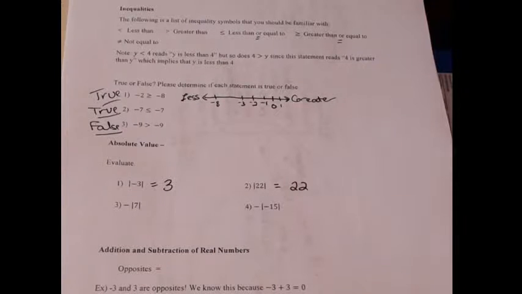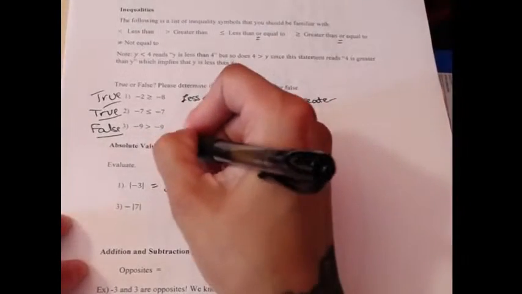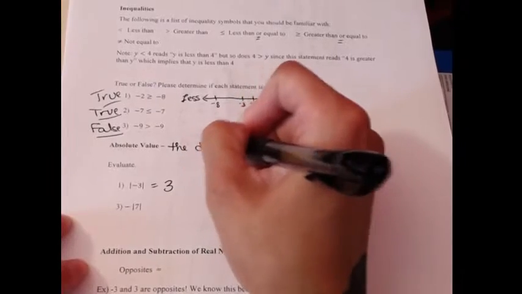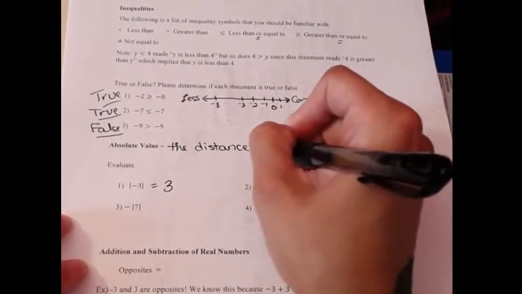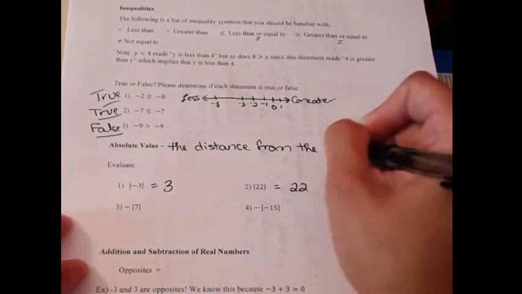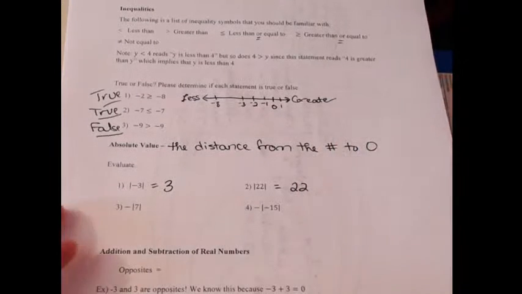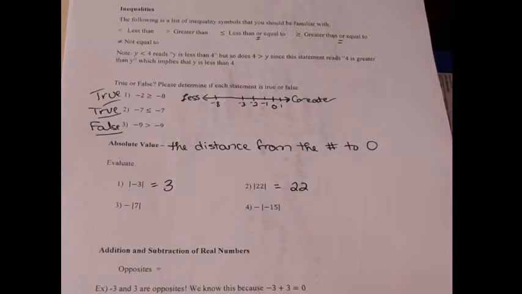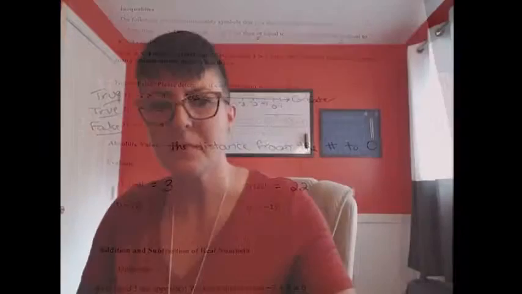What is absolute value? So absolute value, how we are going to describe it for our notes, is the distance from the number to 0. The distance from the number to 0. Now I want to throw something out there to you. Notice the word distance in the definition, the distance from the number to 0.